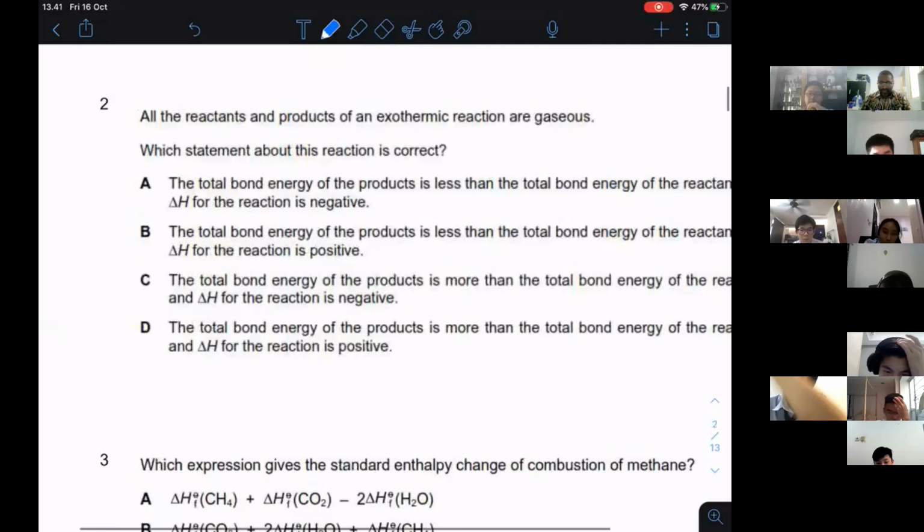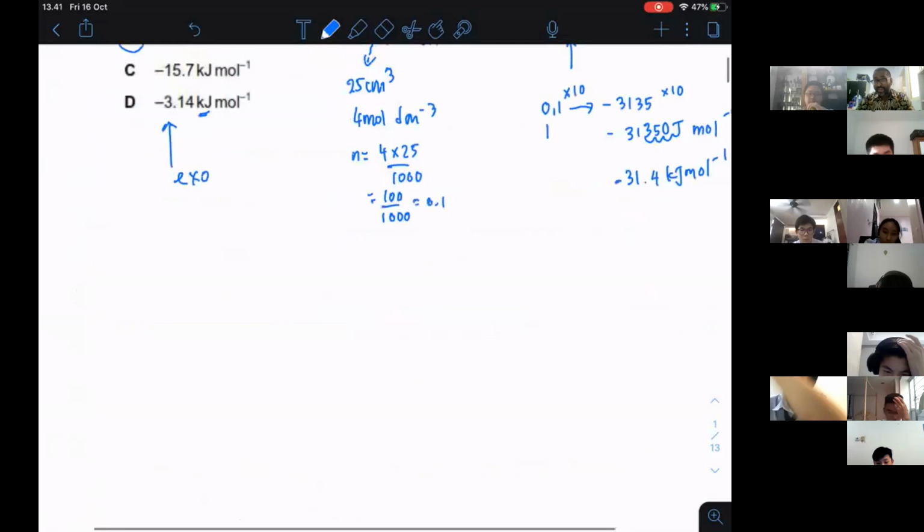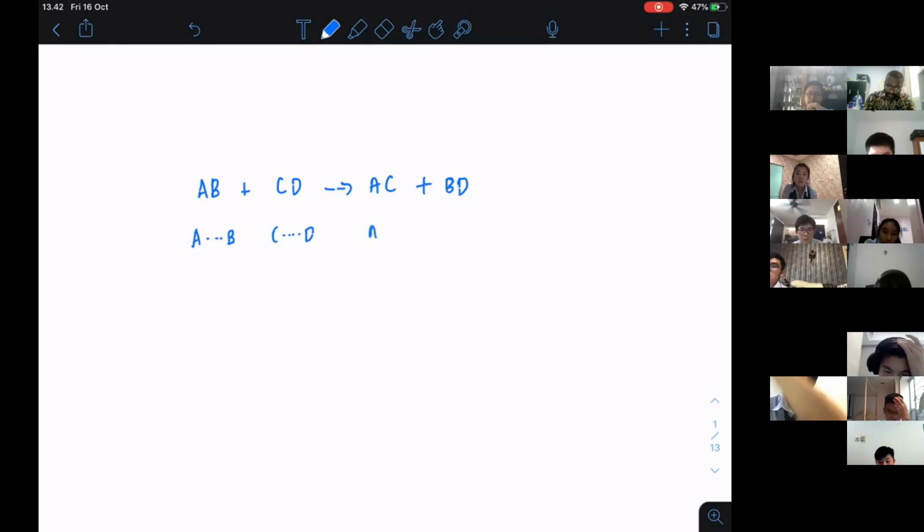Before I move on, I also want to talk about bond breaking and bond formation. I have mentioned this earlier to you. For example, if I have AB plus CD to give me AC and BD, we call this a double displacement reaction, but it doesn't matter. What happens here is the bond between A and B is broken, the bond between C and D is broken, the bond between A and C is formed, and the bond between B and D is formed.